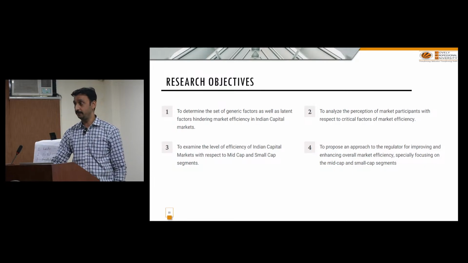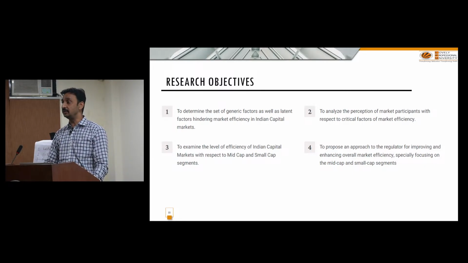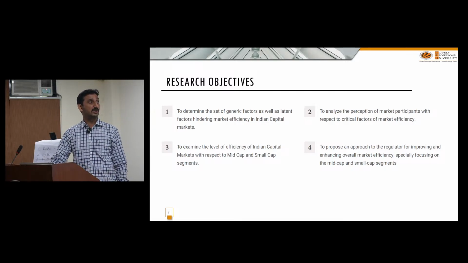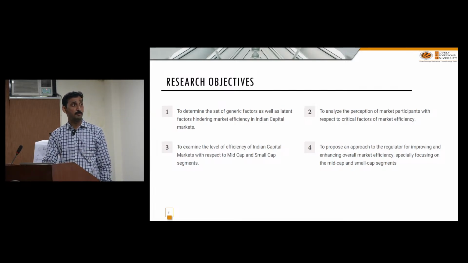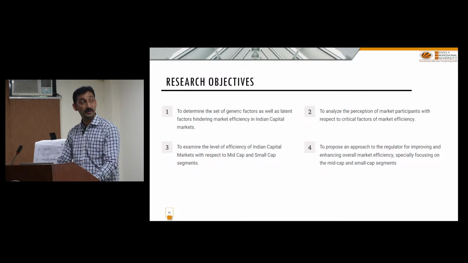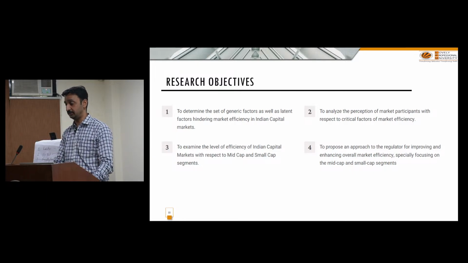And fourth, we are proposing an architecture framework to the regulator, an approach for improving and enhancing the overall market efficiency, especially focusing on the mid-cap and small-cap segment. So that is my objective for the research.